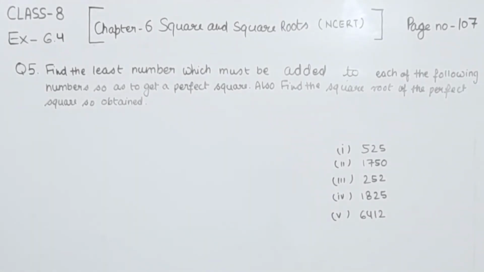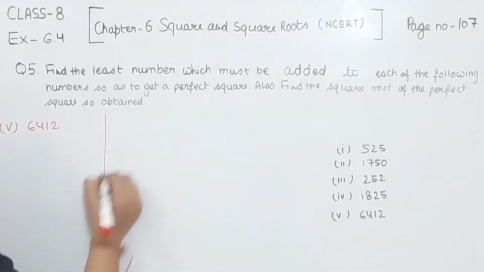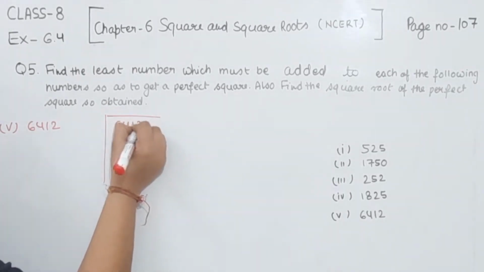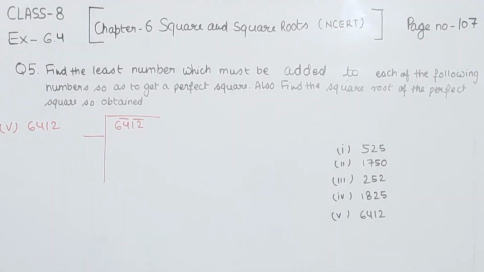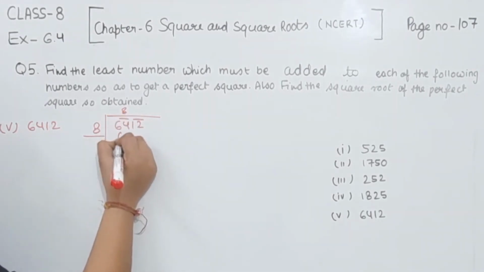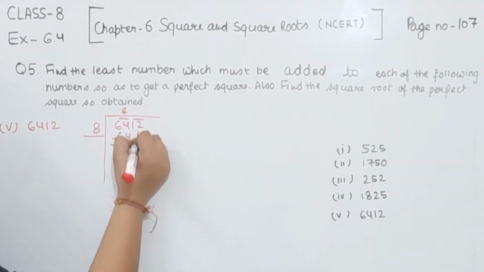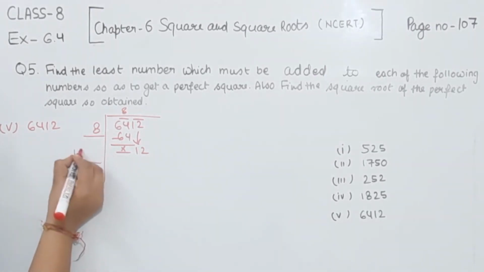Now comes to the part 5. The number we are having is 6412. So first of all, we are going to make the pair here. Now we are going to write here 5 5s are 25, 6 6s are 36, 7 7s are 49, 8 8s are 64. So 8 8s are 64. We are not having any remainder. Now we are going to take this one downwards. Now we are going to double this one. This is 8 2s are 16.